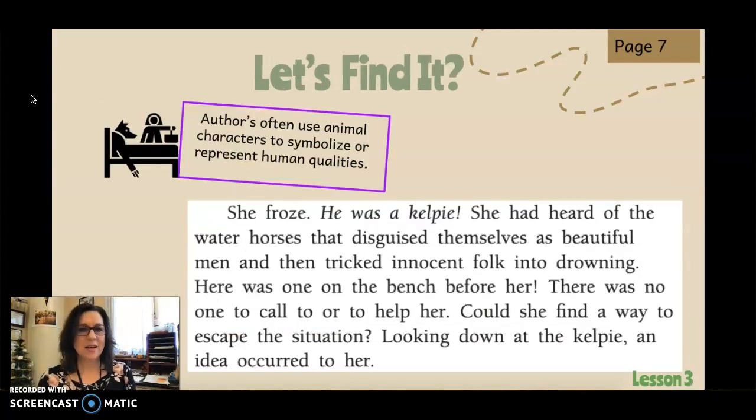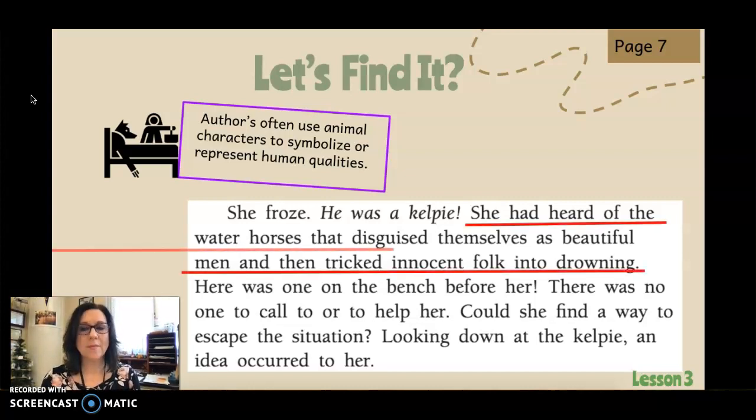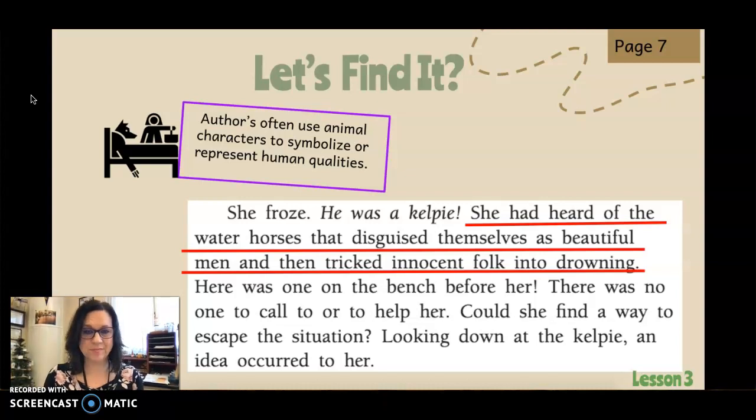And then let's find this piece. Authors often use animal characters to symbolize or represent human qualities. Do you see animal characters here? Yeah, she had heard of the water horses that disguised themselves as beautiful men and then tricked innocent folk into drowning. So the water horse takes on the human quality of a beautiful man. Sometimes these folktales are creepy, I think, anyway.